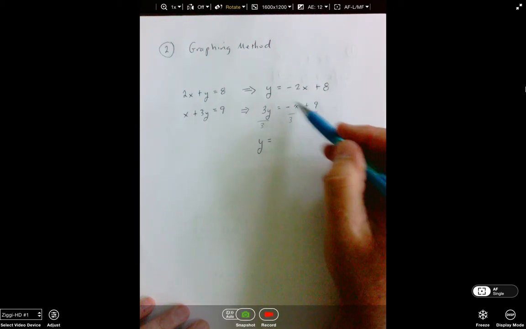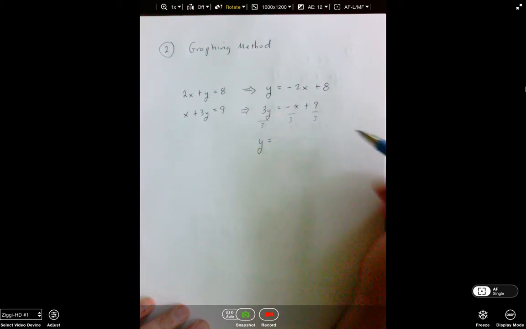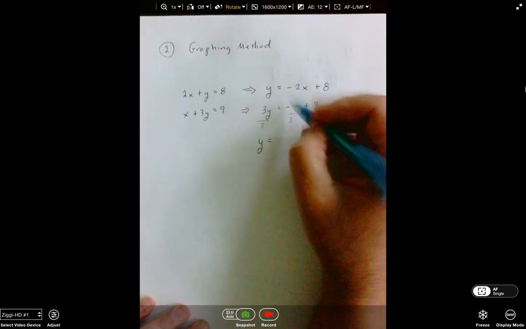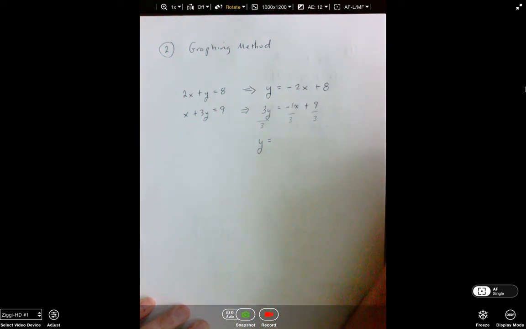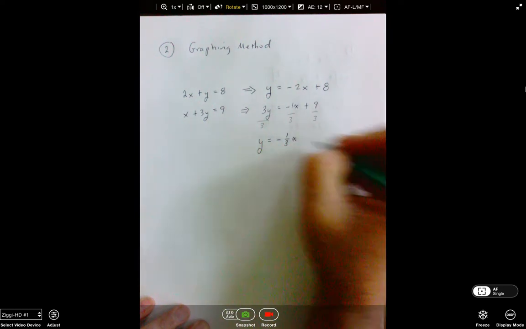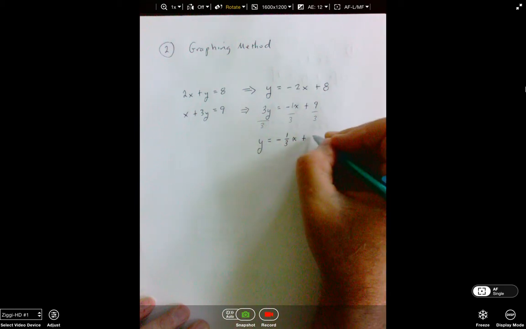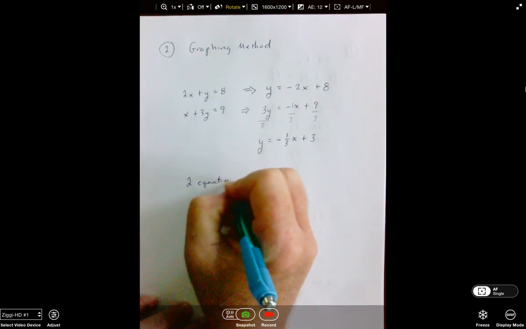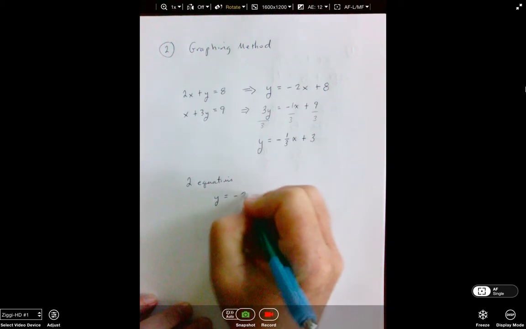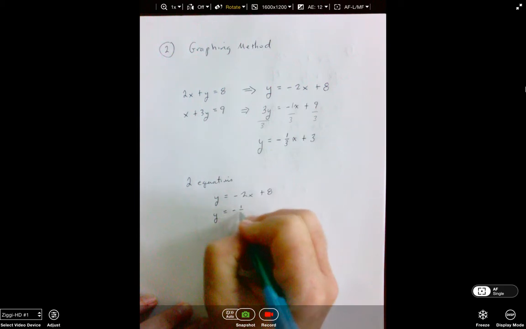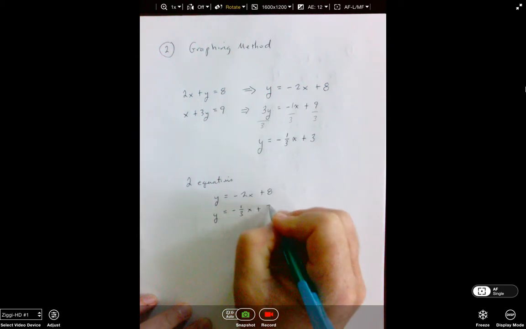Now students sometimes flip out on this. What's this -x over? I like to keep things where we have a coefficient in front of the x, and we can just think about this as always just 1x. So I would think of this as -1/3 x plus, and of course 9 over 3 is just +3. So what I have is two equations. y equals -2x plus 8, and y equals -1/3 x plus 3.